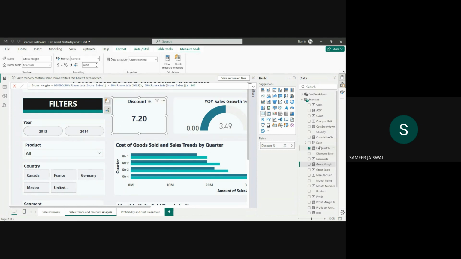And if I talk about the discount, we have also used the card to display the discount percentage. And here you can see this.